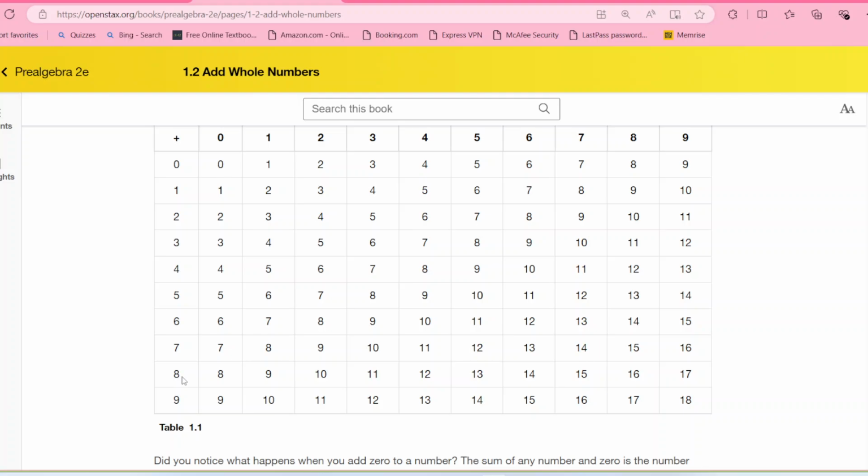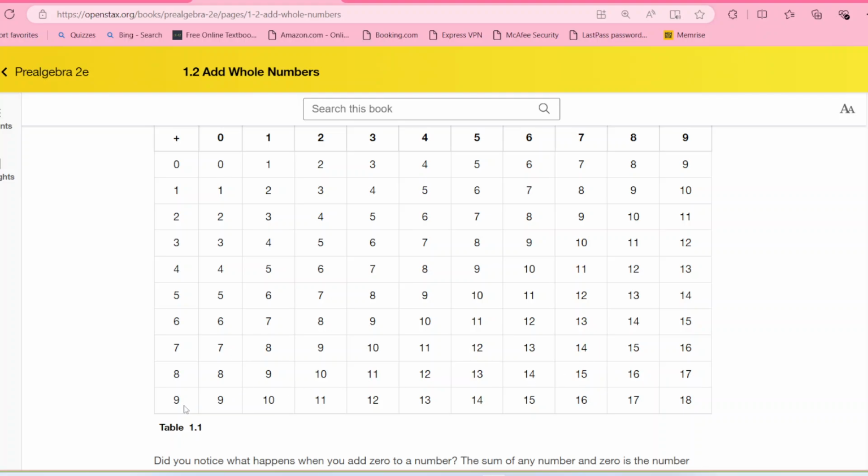Now for the 8 row. 8 plus 0 is 8. 8 plus 1 is 9. 8 plus 2 is 10. 8 plus 3 is 11. 8 plus 4 is 12. 8 plus 5 is 13. 8 plus 6 is 14. 8 plus 7 is 15. 8 plus 8 is 16. And 8 plus 9 is 17.